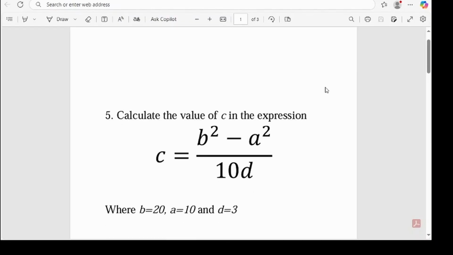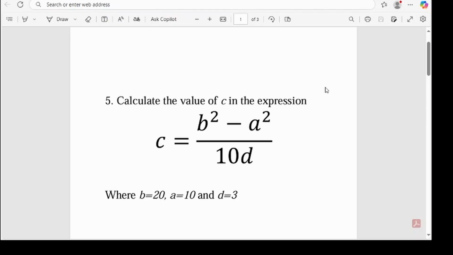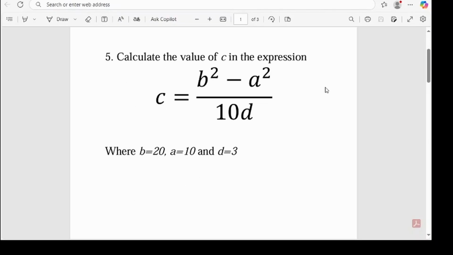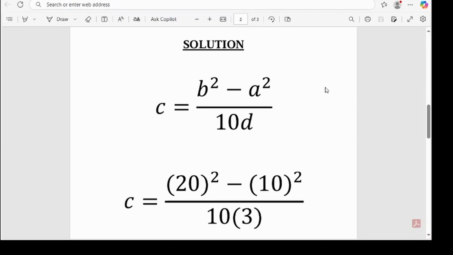So the question states that calculate the value of C in the expression C equals b squared minus a squared divided by 10d, where b equals 20, a equals 10, and d equals 3. Right, so let's solve for C.